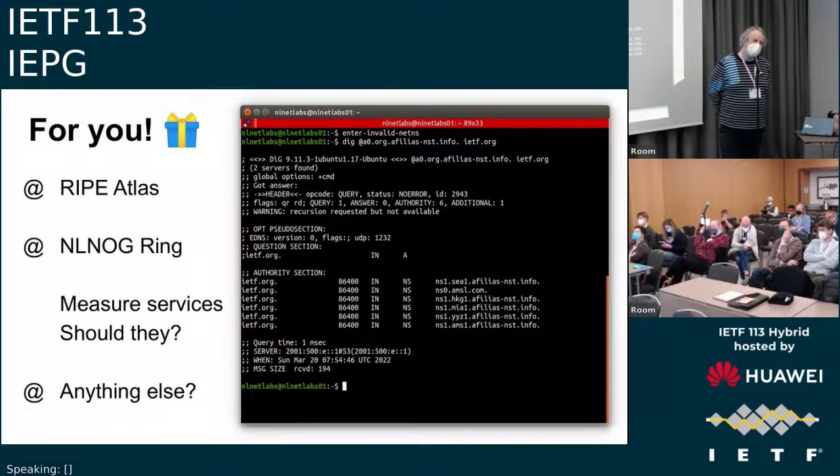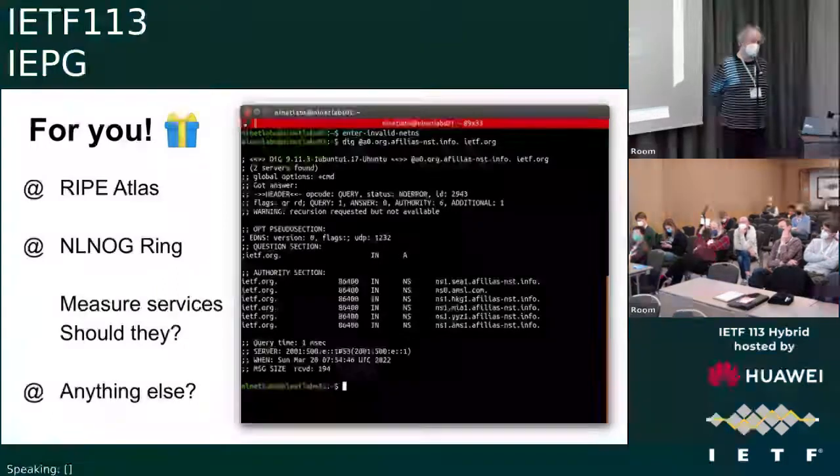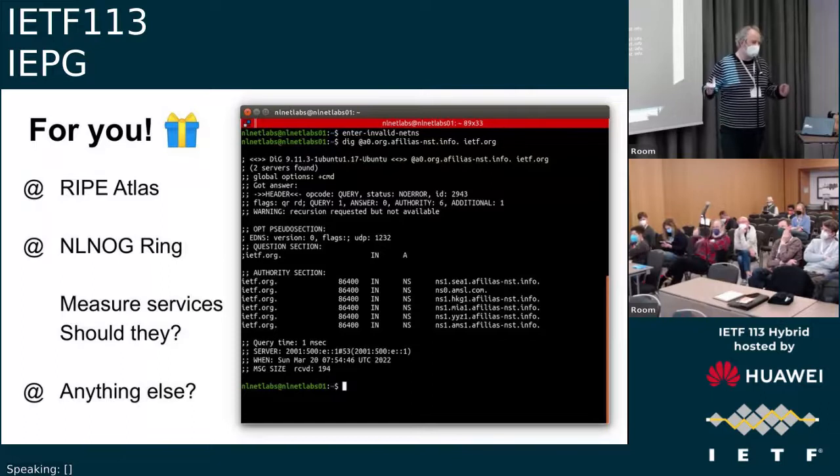So this can be used to measure other things as well, like, for example, authoritative service. But the question is, should services be protected by route origin validation? Because they're not actually connecting to other servers on the internet. Next slide.